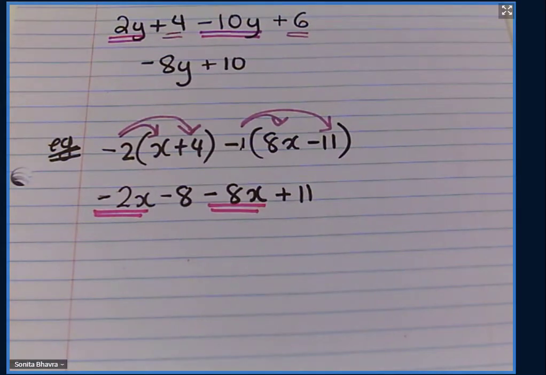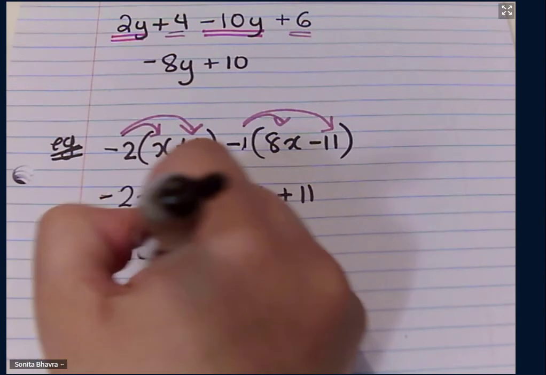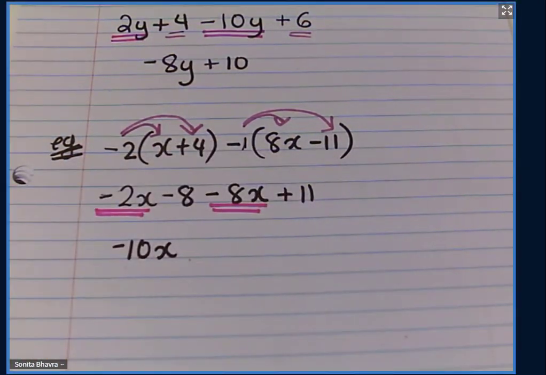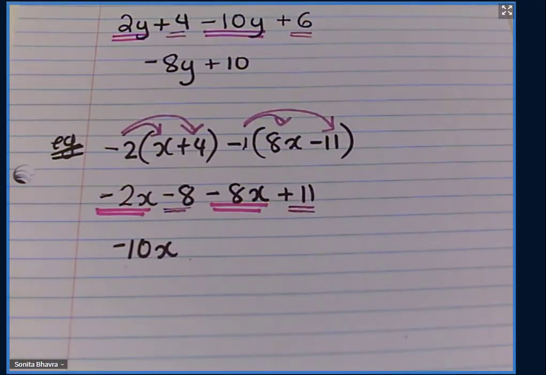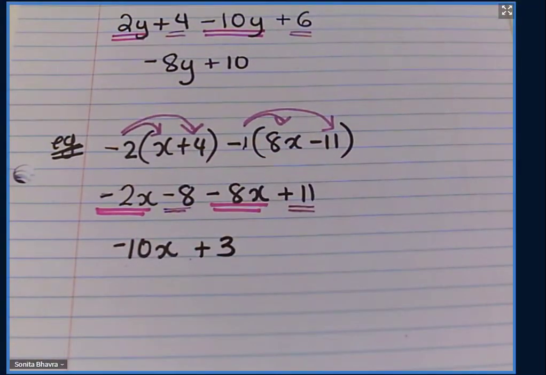So we have negative 2x and negative 8x. So make sure, when you're working with integers, put it in your calculator as negative 2 minus 8 to get negative 10. All right, negative 10x, and then we have our second term. We can collect these ones here: the negative 8 plus 11, which gives me plus 3. So the answer is negative 10x plus 3.